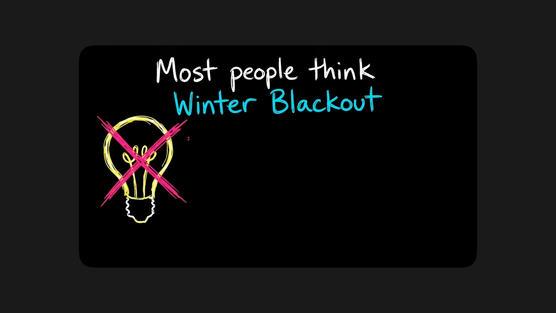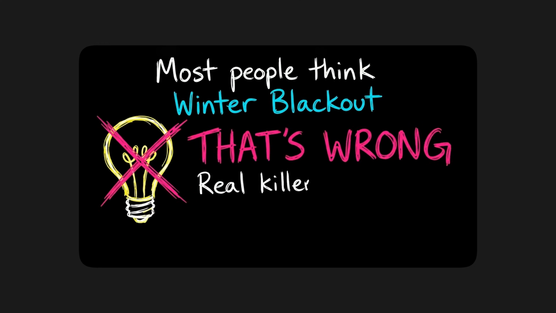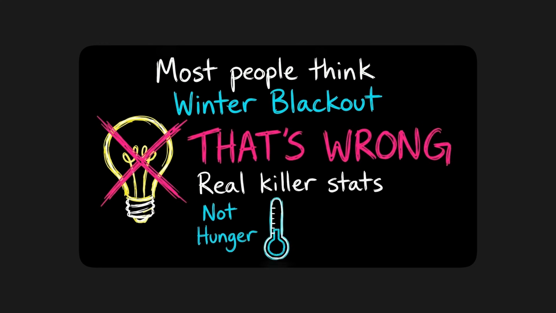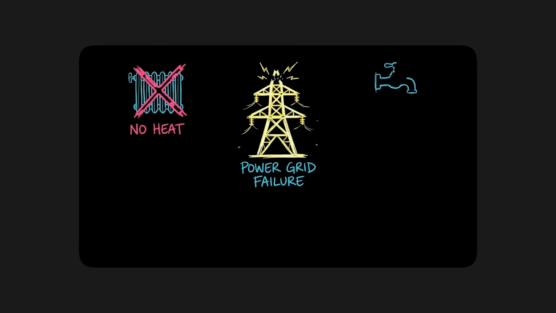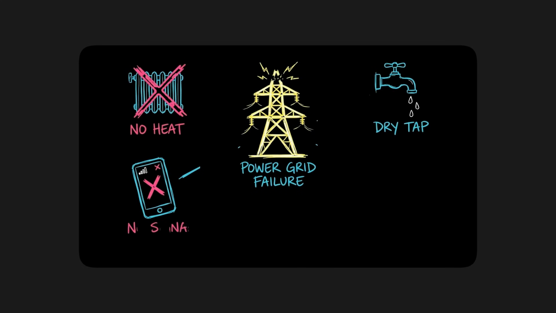Let's check the results. Most people think a winter blackout just means no lights. That's wrong. Most people who die in winter outages don't die from hunger. They die from cold or from carbon monoxide. When the grid goes down in winter, heat stops, water pumps may fail, cell service can drop, gas stations may not work.